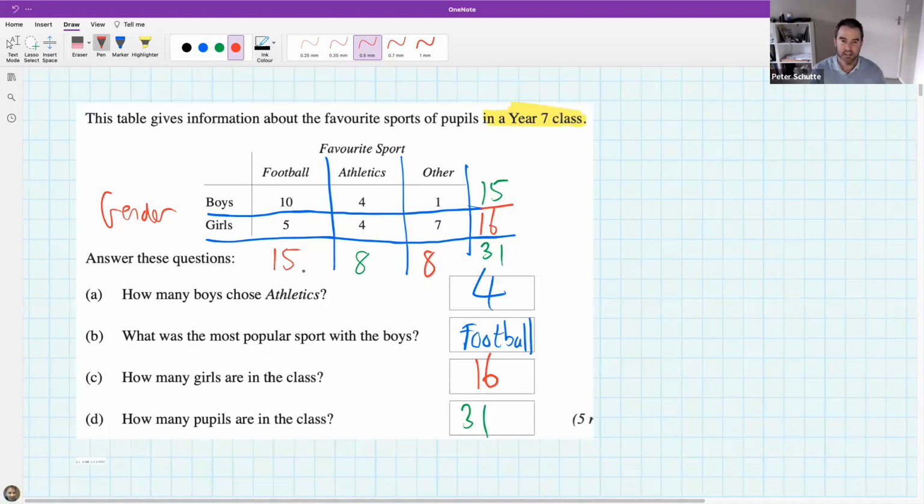That's going to be 8. The good news is that 15 plus 8 plus 8 gives me 31. 15 plus 16 gives me 31. And, you know, this makes a lot of sense. Okay, so the basics of doing the table, not hard. What if I said to you, if you choose a random person from this class, what is the probability that that person is a boy?